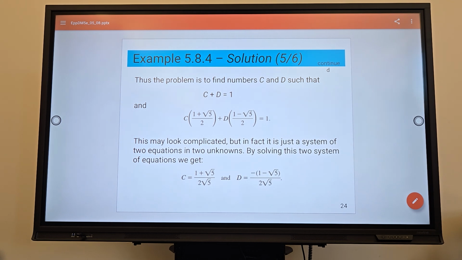By solving this system of equations, we get c equals 1 plus the square root of 5 over 2 times the square root of 5, and d equals minus the quantity 1 minus the square root of 5 over 2 times the square root of 5.